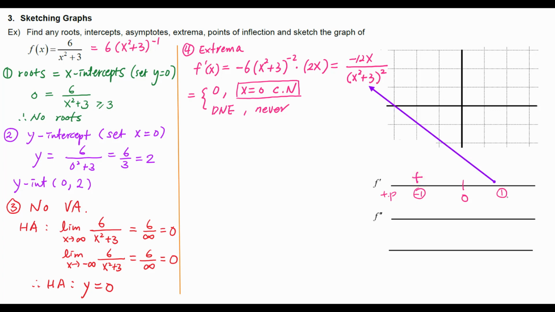And what's f prime of 1? F prime of 1 is negative 12 times positive 1 over quantity positive 1 squared plus 3 squared, which is positive. So this whole quotient becomes negative. That means your function is increasing and then decreasing. So you will have a relative maximum, and your relative maximum occurs at 0, and it will be f of 0.